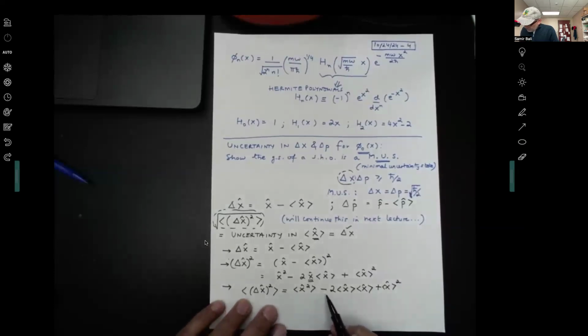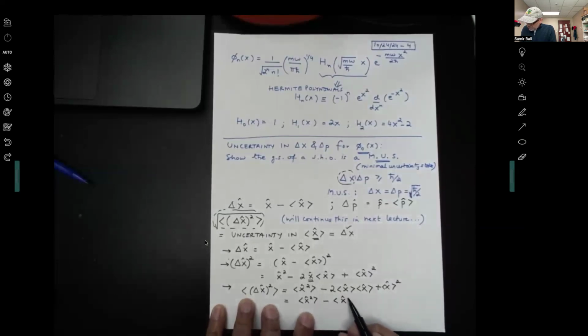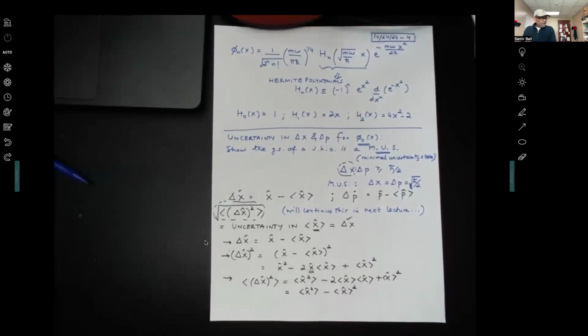Now you see that there's a minus 2 expectation value x squared plus expectation value squared. So you just get that, right? Okay, so that's what I have.